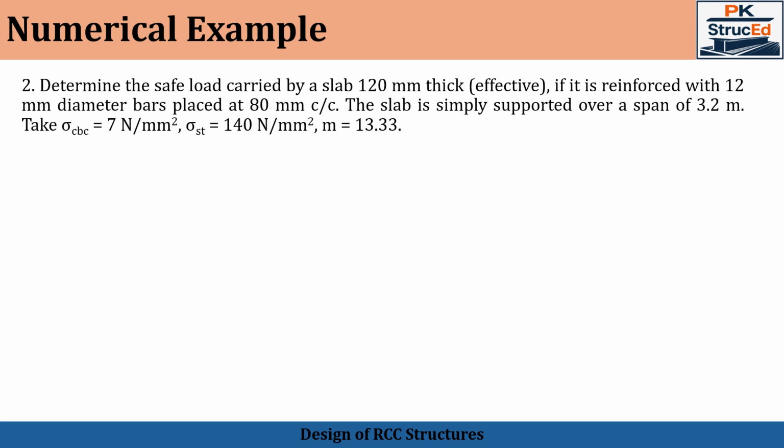Now let us move on to numerical example 2. Here the question is: determine the safe load carried by a slab 120 mm thick effective, if it is reinforced with 12 mm diameter bars placed at 80 mm centers. The slab is simply supported over a span of 3.2 meter. Take sigma CBC as 7 Newton per mm square, sigma ST as 140 Newton per mm square, and modular ratio as 13.33.